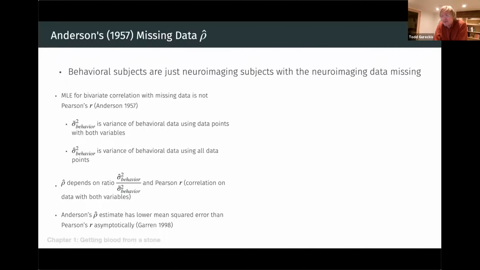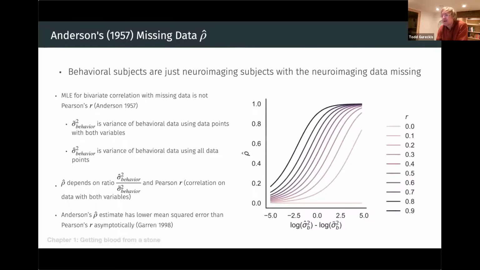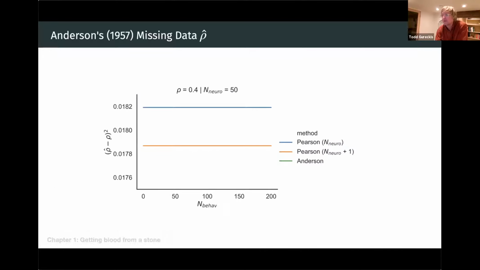And the value of rho hat here depends on the ratio of those two variance terms and the Pearson R that was collected on the data with both variables. So Anderson's rho estimate has a lower mean squared error than Pearson's R asymptotically in a missing data case. And it's sort of like a transformation. So you can think of the different colors of these curves as the value of Pearson's R. There's a translated value of Anderson's rho that depends on these noise characteristics of the data that you've sampled. So you can convert between the two of them.